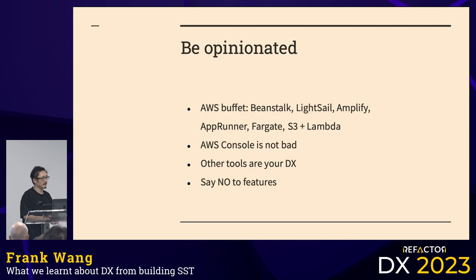And say no to features. We made this mistake a lot of times where we got Live Lambda working for Node. People want it for Python, want it for Java. We are so itchy to implement them, because it sounds really cool that SST works for all languages. But sure, it's fast to implement, but think about all the bugs you need to fix. We're not Python or Java experts, so it's going to be a nightmare down the road. So really, it's important to say no to features, at least early on.